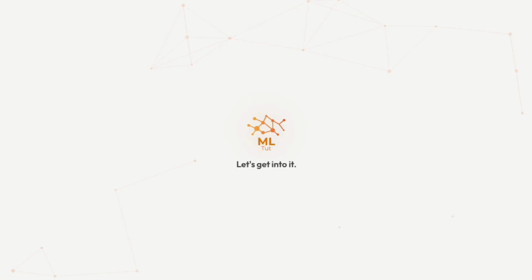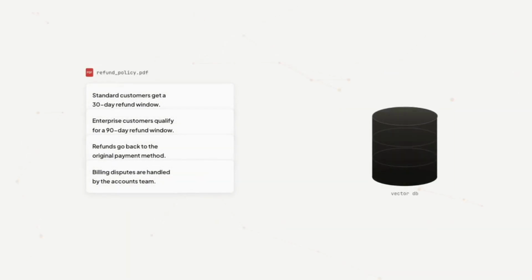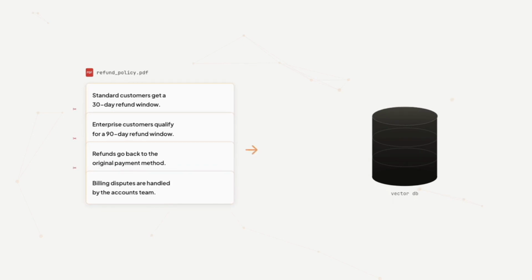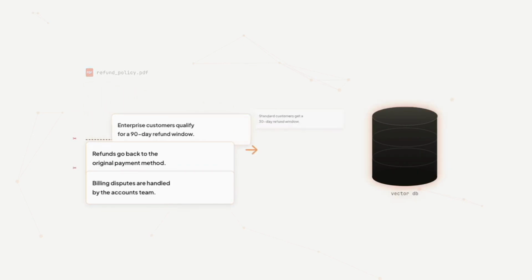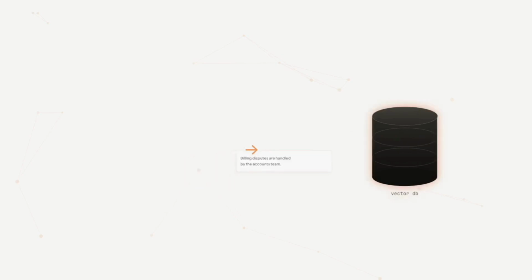So here is the thing. Before your documents go into the database, you have to cut them up into smaller pieces. Those pieces are called chunks. And the way you cut them, where those boundaries land, that's what determines whether your AI finds the right information or not. Let me show you what went wrong in that example.